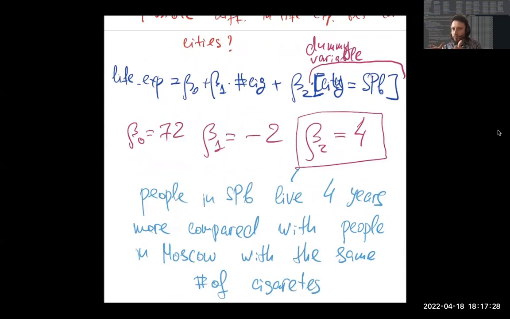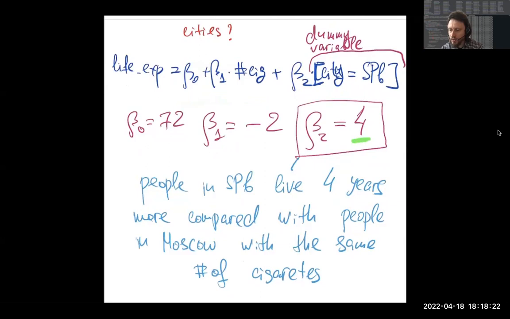Because if we consider two persons with the same number of cigarettes, and we assume that the only difference between them is their city, then for a person who lives in Moscow we do not have this term at all, because this variable is zero. And for the person who lives in St. Petersburg, this thing is one. It means we just add the value of this coefficient, in this case four, to this thing. So if we switch from Moscow to St. Petersburg, keeping the number of cigarettes the same, we increase life expectancy by 4 years. Okay, so this is the interpretation of the coefficient for a dummy variable.